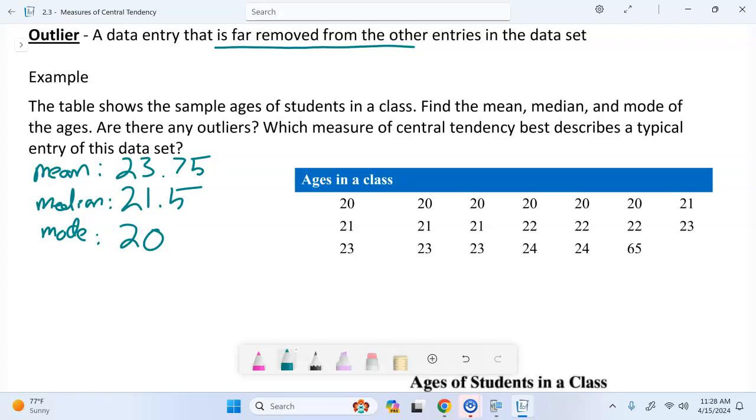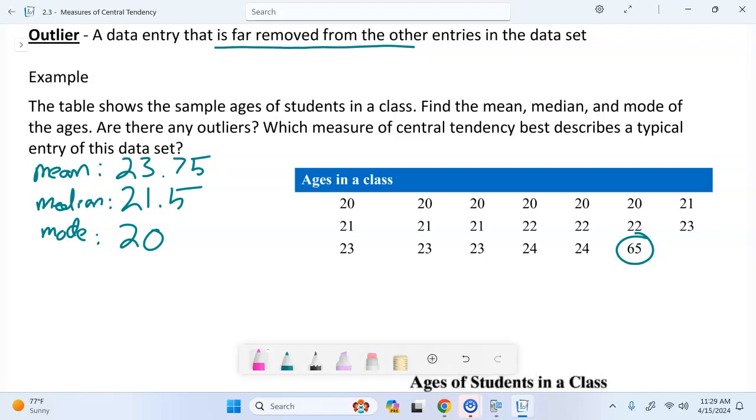Do we have any outliers? 65. That is a very old person in that class. Good for them. But that is not an age close to everybody else's, the age of the students. So, which measure of tendency is going to be best? Why?